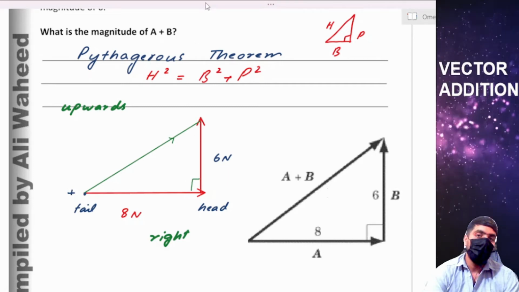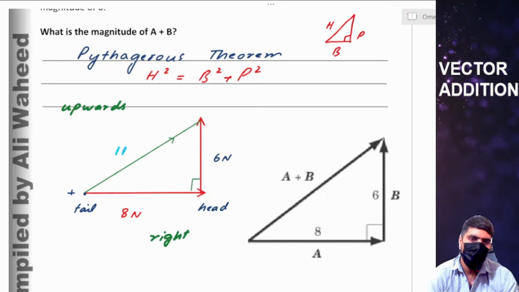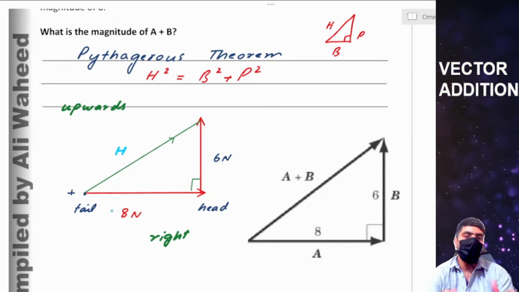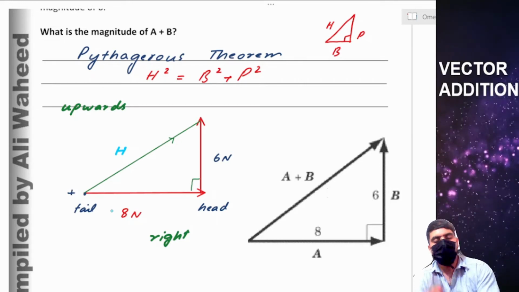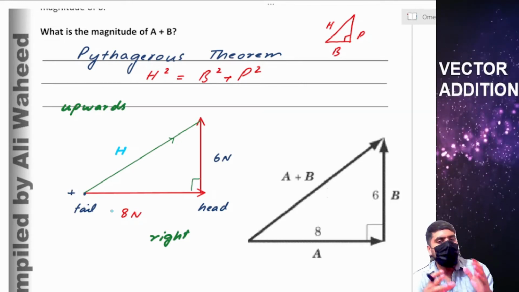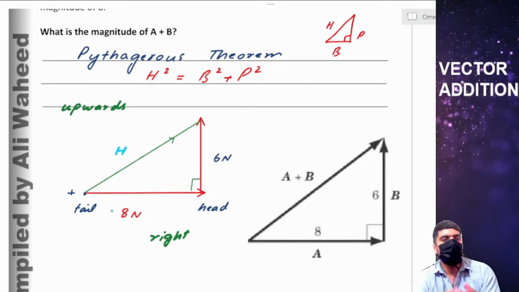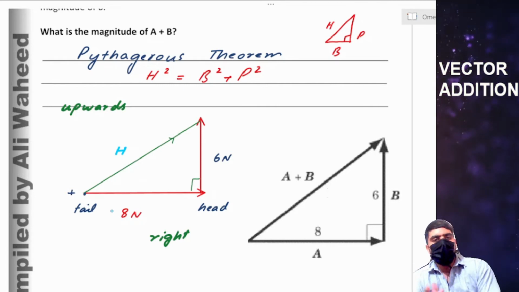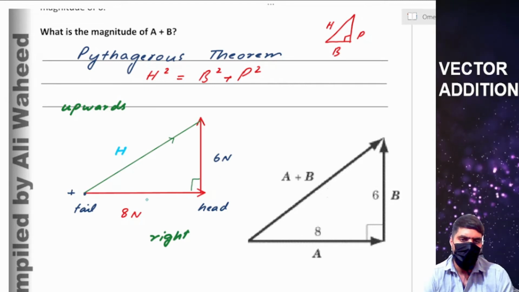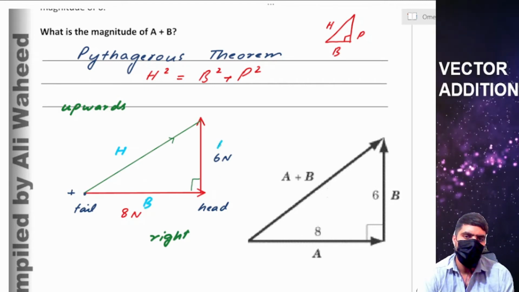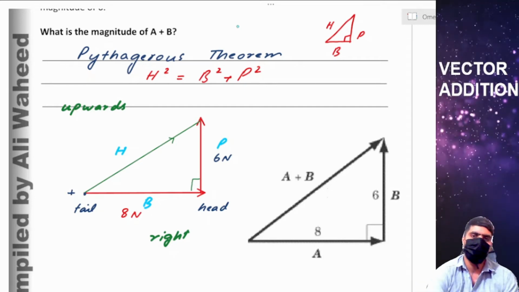According to, or for, that right angle triangle, this is your hypotenuse, and this hypotenuse is representing the resultant vector. If somehow you're able to find the length of the side h, you'll be able to answer for the magnitude of the resultant vector. So you can call this one base and this one perpendicular. Once again, perpendicular and base can be used interchangeably.